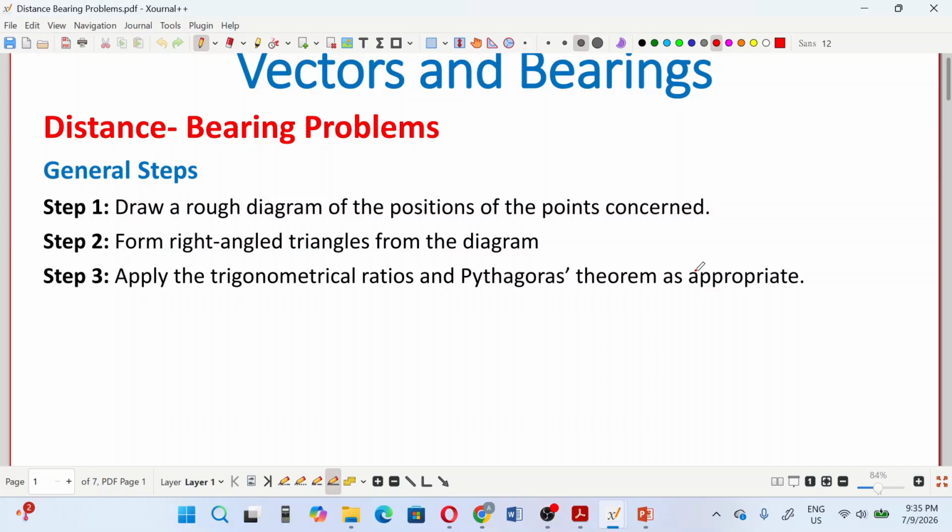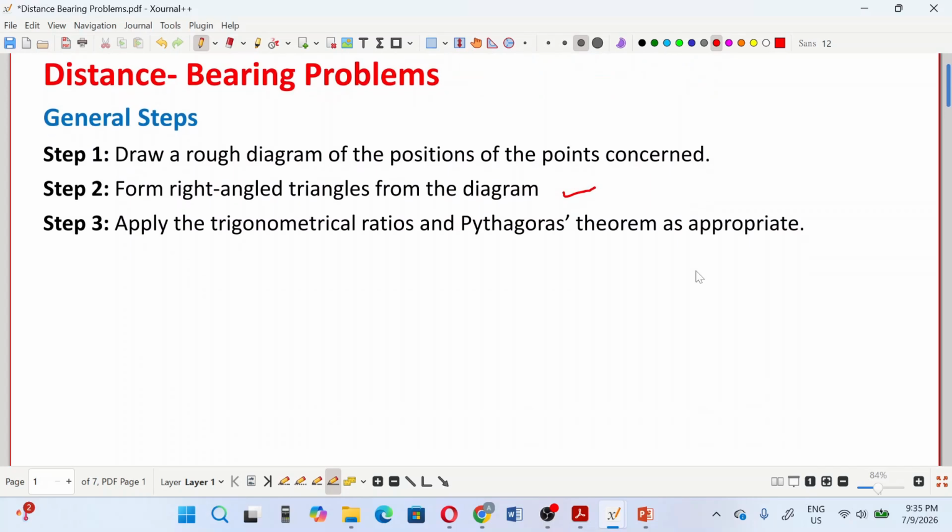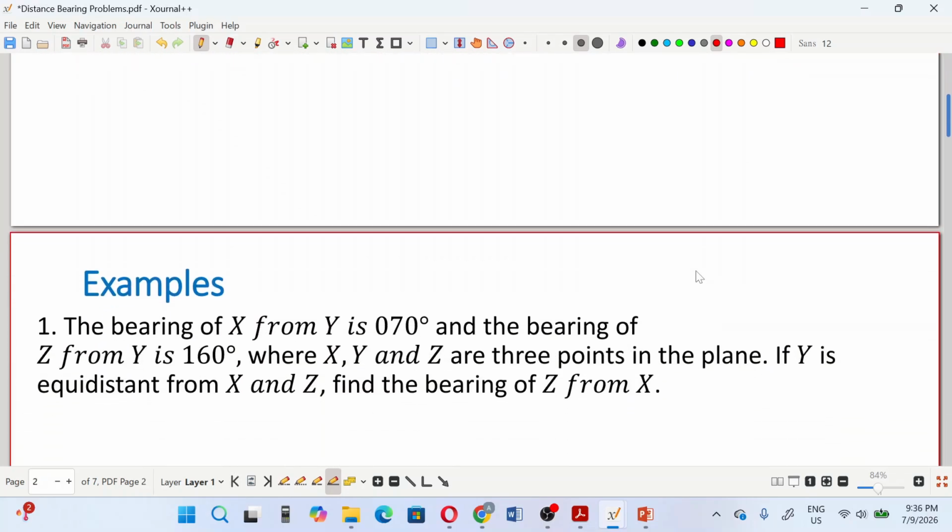The first step is to draw a rough diagram of the positions of the points concerned. So right after reading the question, just draw a rough diagram. The second step is to form right-angled triangles from the diagram that you've drawn. And the third step is to apply the trigonometric ratios and Pythagoras' theorem as appropriate to solve the question that has been given to you. So let's look at examples and see how we'll be able to apply these steps.